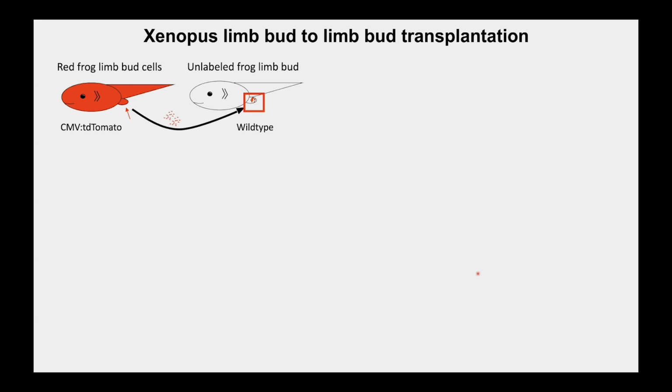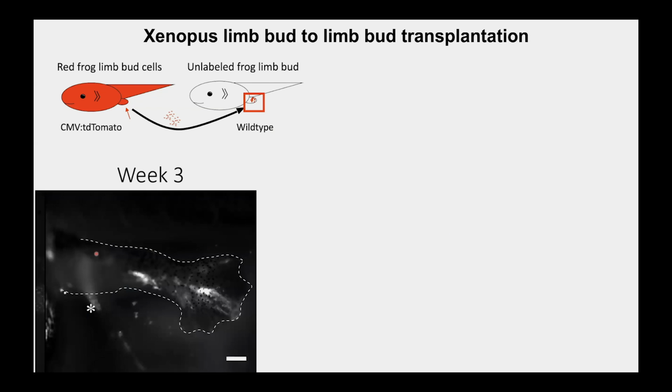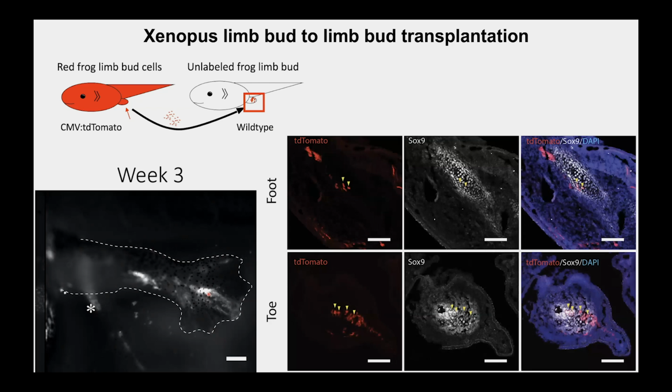So here are some images from the limb bud to limb bud transplantation control. You can see this is the limb that grew out from that limb bud, and these white areas are the engrafted cells after the transplantation. And when we cross-section this tissue in the foot, we can see that a number of the tomato-expressing cells are also expressing SOX9 in the cartilage. And then in the toe, we see the same thing. So that means we're able to perform this transplantation in a meaningful way.